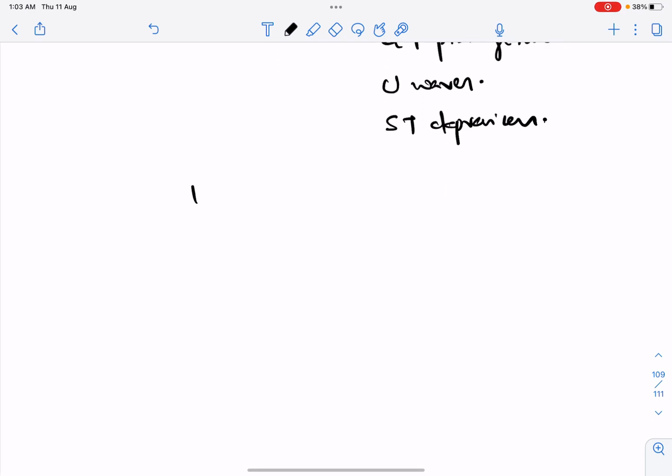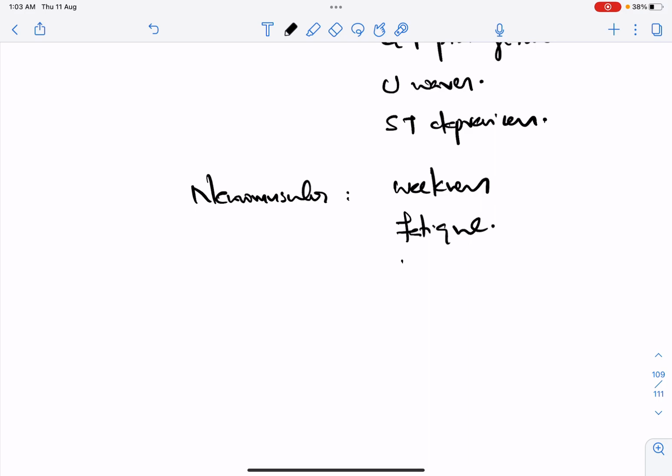Now in the neuromuscular system, the patient may have weakness, fatigue, hyporeflexia, cramps, rhabdomyolysis.